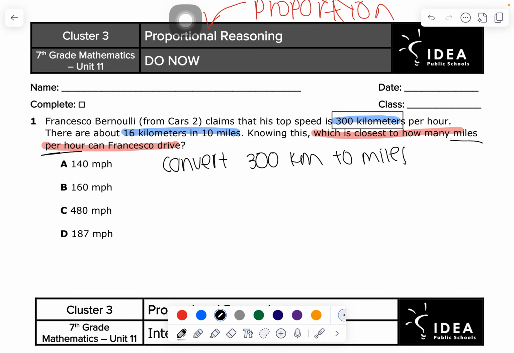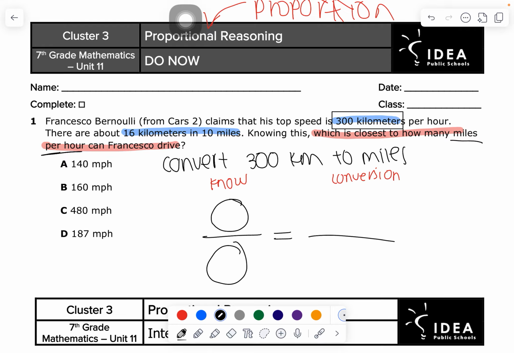We're always going to want to have a ratio or a fraction of what we know. Okay? And this is the conversion in this case. So what do we know? What's given? We need two things, a numerator and a denominator. What I know for both of these is there are 16 kilometers in 10 miles. Okay. Now, what is it that I want to convert? I want to convert 300 kilometers.